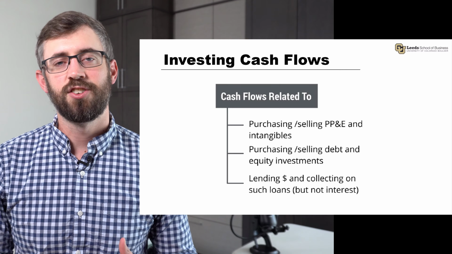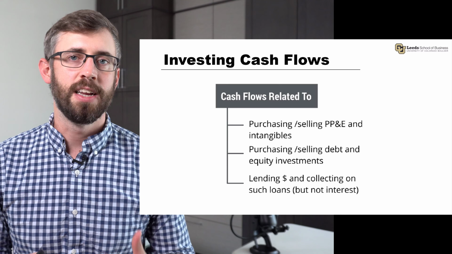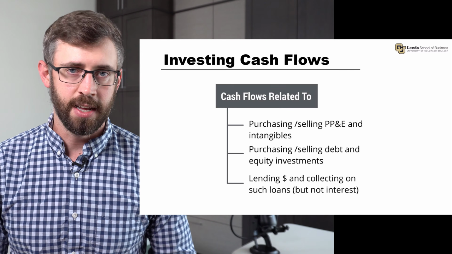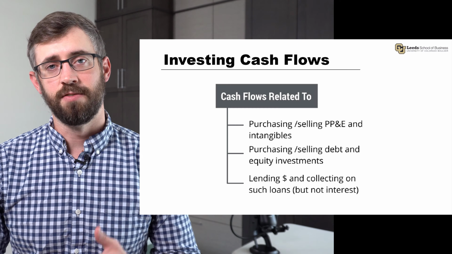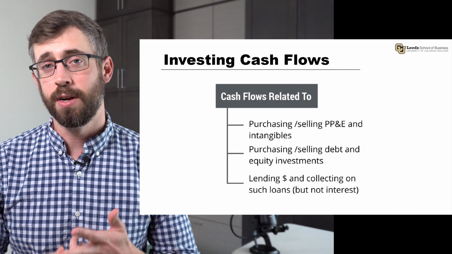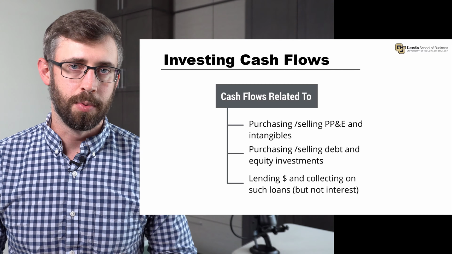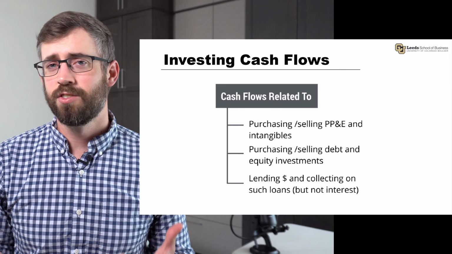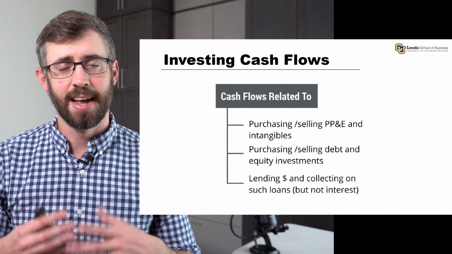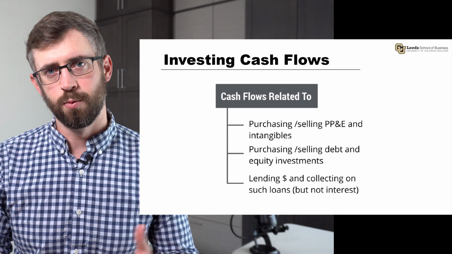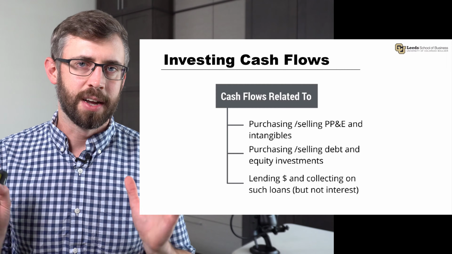Our investing section primarily collects three types of transactions. Those are purchases and sales of PP&E, purchases and sales of investments, so things like equity or debt securities, and if we lend money to other people. For purposes of our class, these are the only three transactions you're going to see that actually hit the investing section. There are sometimes other things that companies will do in the real world, but we want to keep it simplified here.